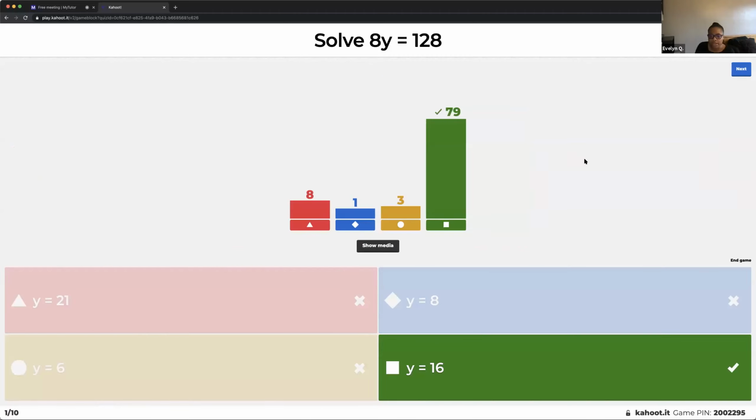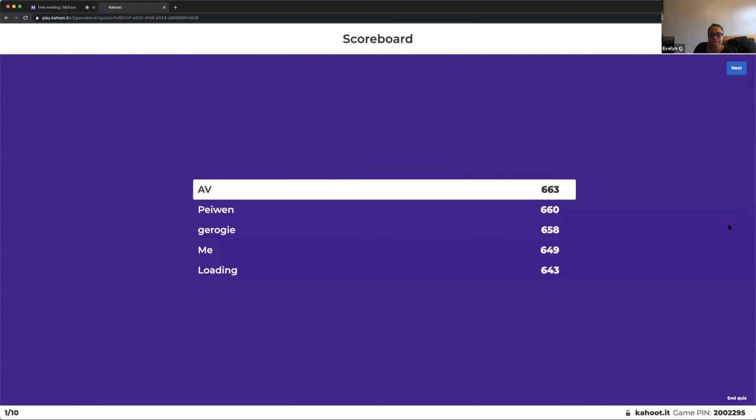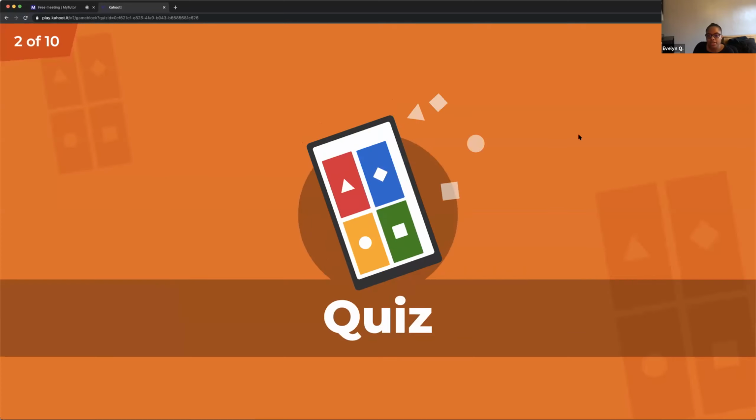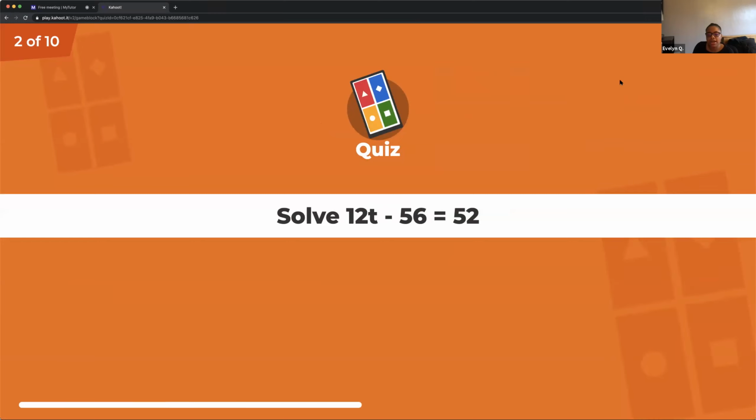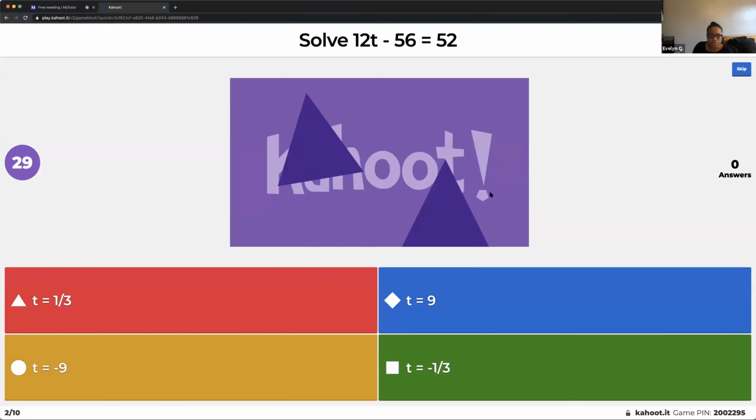Right, brilliant. Well done for those of you who got y equals 16. Remember, 8y equals 128. What you need to do is divide both sides by 8. 128 divided by 8 is 16. So well done for those of you who got that. Brilliant. Well done for the top 5. Right, have a go at solving this equation for me.